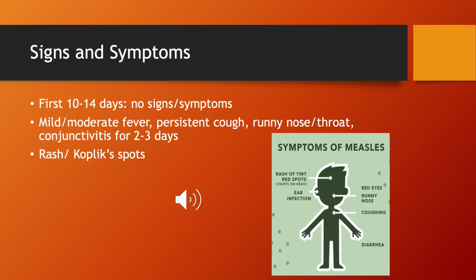According to an article on Mayo Clinic, the infection occurs in a sequence of stages over a period of 2 to 3 weeks. For the first 10 to 14 days after you're infected, you'll have no signs or symptoms. Then you'll end up developing a mild to moderate fever with a persistent cough, runny nose, sore throat, and conjunctivitis that typically lasts 2 to 3 days.